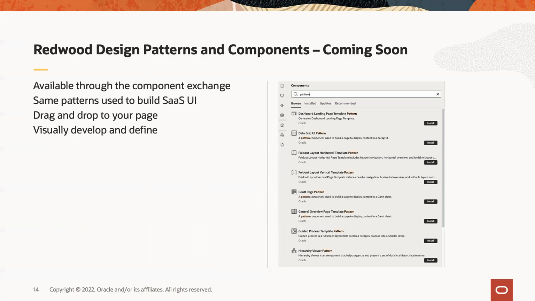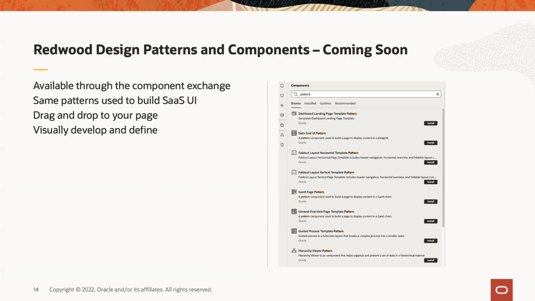So internally inside Oracle, we're using the Redwood user experience to develop the applications. We have a bunch of templates and page layouts and components that are used to build those pages. So our developers pick a template, use it, and build their application. And you are now able to do the same thing.